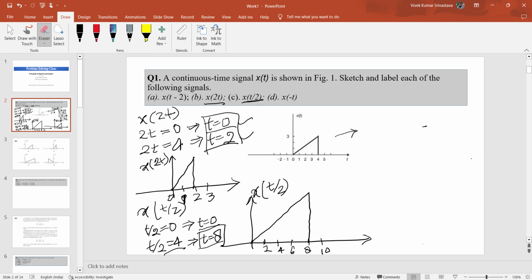Sir, one question. What is the value of x, for example, at t equals 8? Yeah, this remains the same as the amplitude of the original signal, so that means 3 only. Yes, t equals 8, x is still 3. The amplitude remains the same.